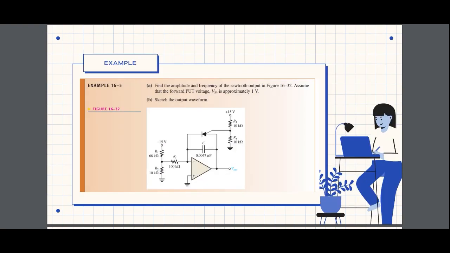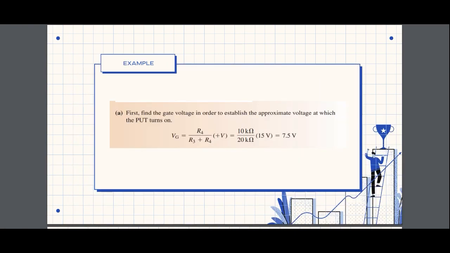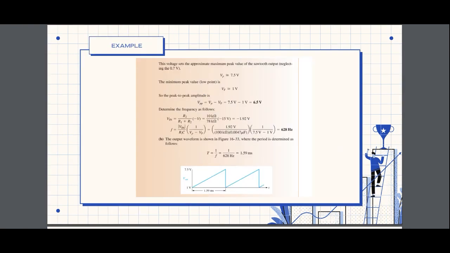Find the amplitude and frequency of the sawtooth output, and sketch the output waveform. For our solution, first we must find the gate voltage in order to establish the approximate voltage at which the PUT turns on. So we have R4 divided by the summation of R3 plus R4, times the supply voltage. 10 over 20 times 15 equals 7.5 volts. This voltage sets the approximate maximum peak value of the sawtooth output, neglecting the 0.7 volts. The minimum peak value, the low point, is 1 volt.